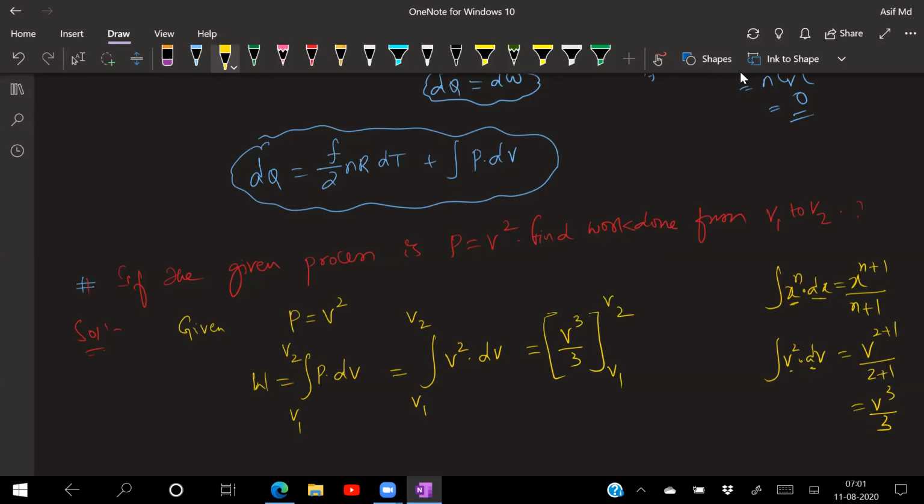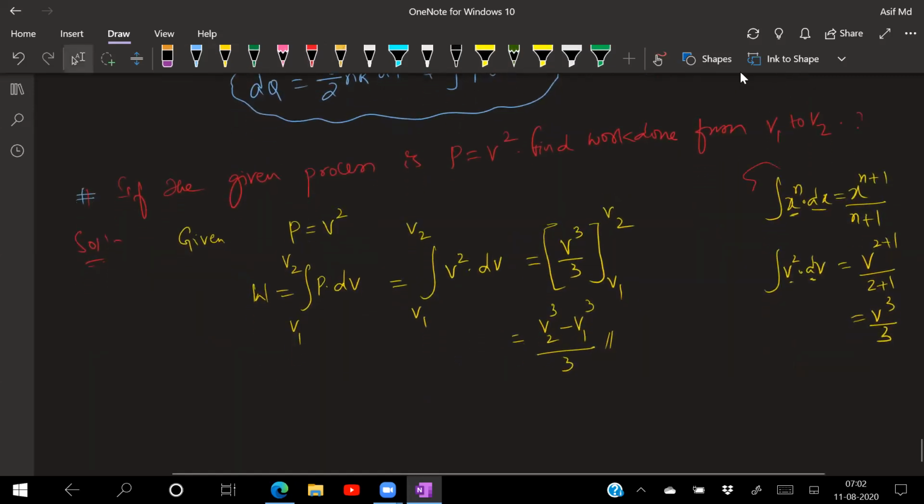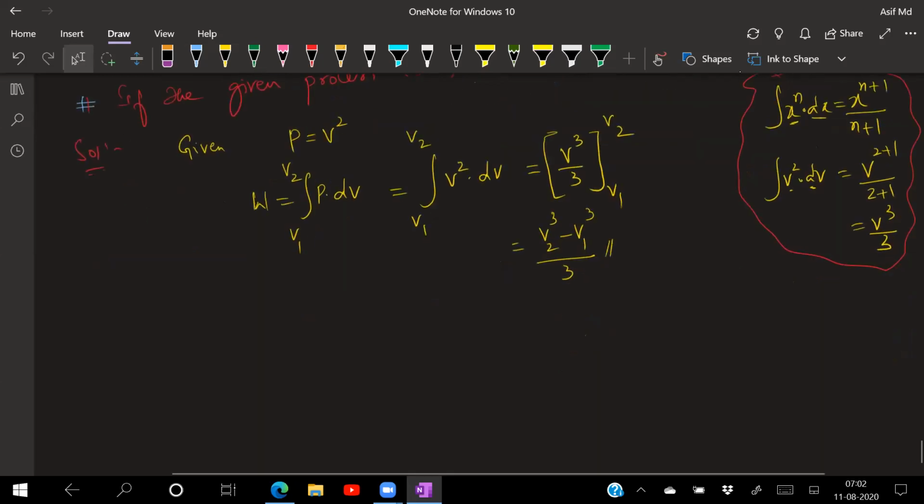Now how do you substitute the limits, beta? Upper limit minus lower limit. In the place of v, we substitute the upper limit, that is v2 cube minus v1 cube divided by 3. So this is your answer. Got it? Yes, sir. So this is a simple application of integration which you need to use for such types of questions whenever some process is being given for us. Okay?